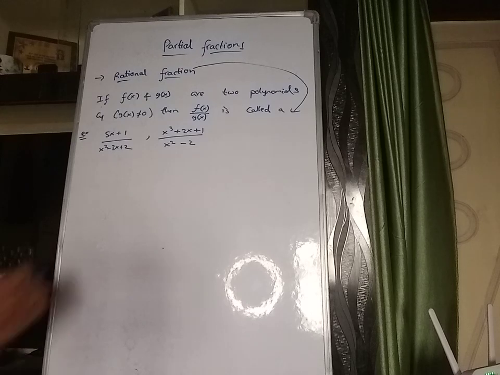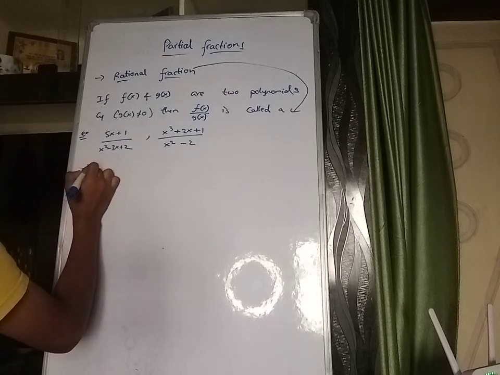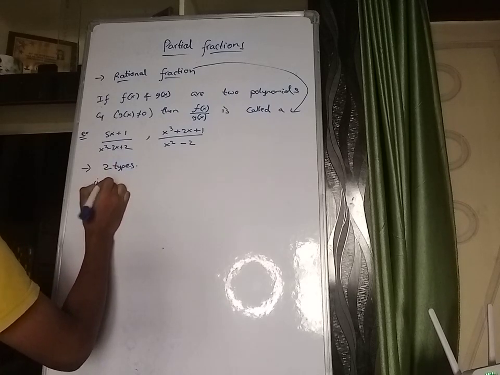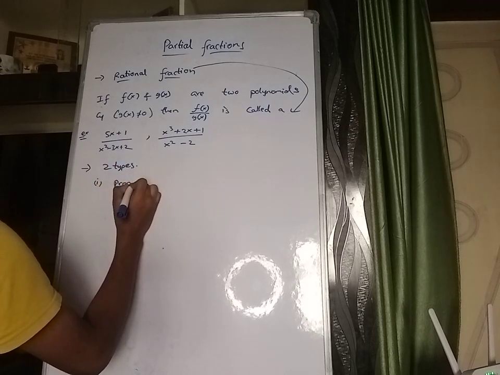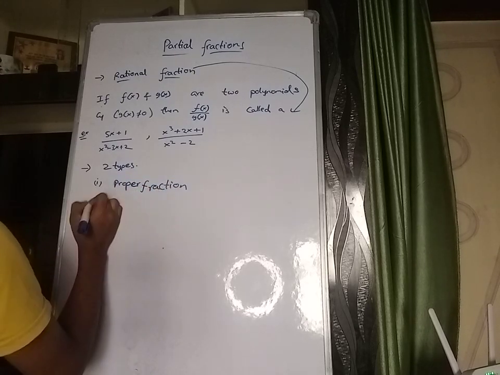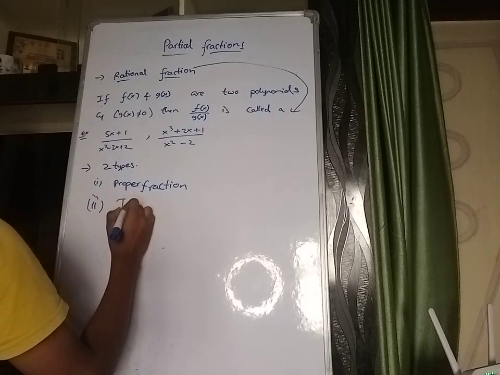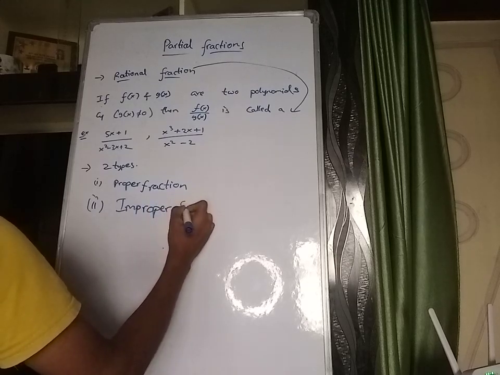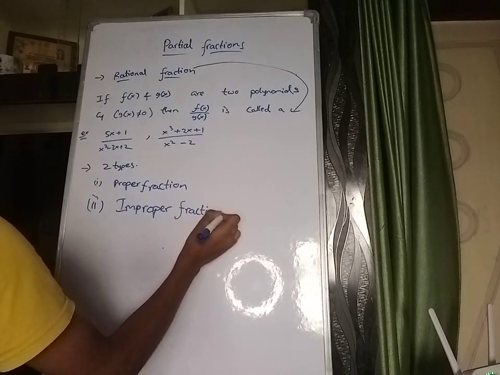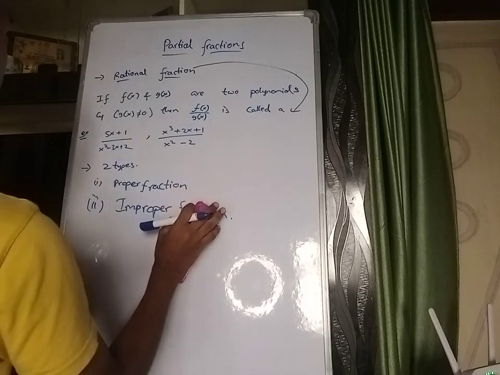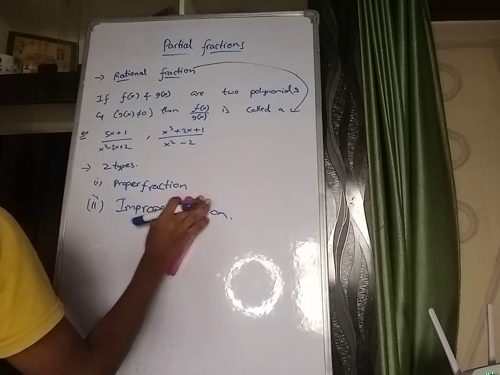So rational fractions consist of two types. One is proper fraction, and the second one is improper fraction. So now let's discuss proper fractions and improper fractions. Then we can discuss partial fractions.